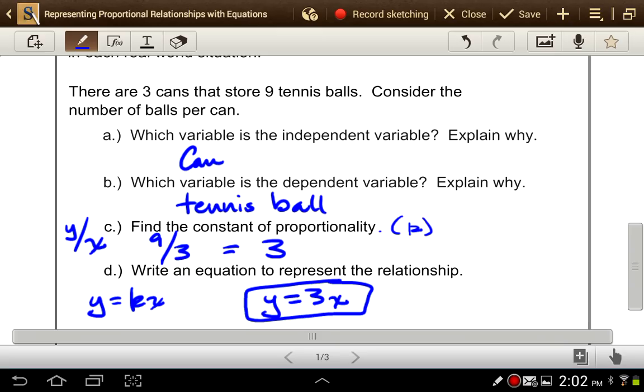One thing to think about: your independent variable is always your x variable. Your dependent variable is always your y variable. As we see tables and stuff, that's something to think about. Okay, I'm going to go on to my next slide, so if you need to pause, go ahead.